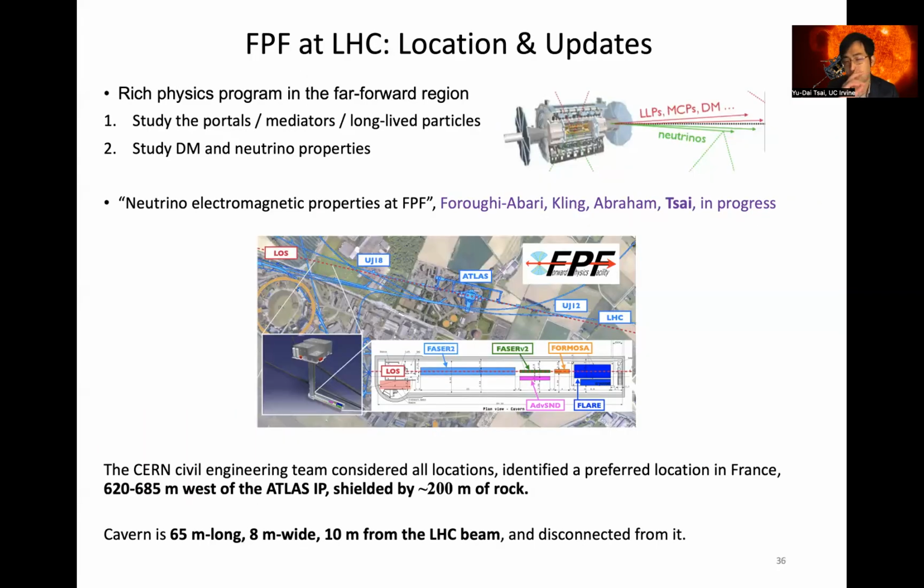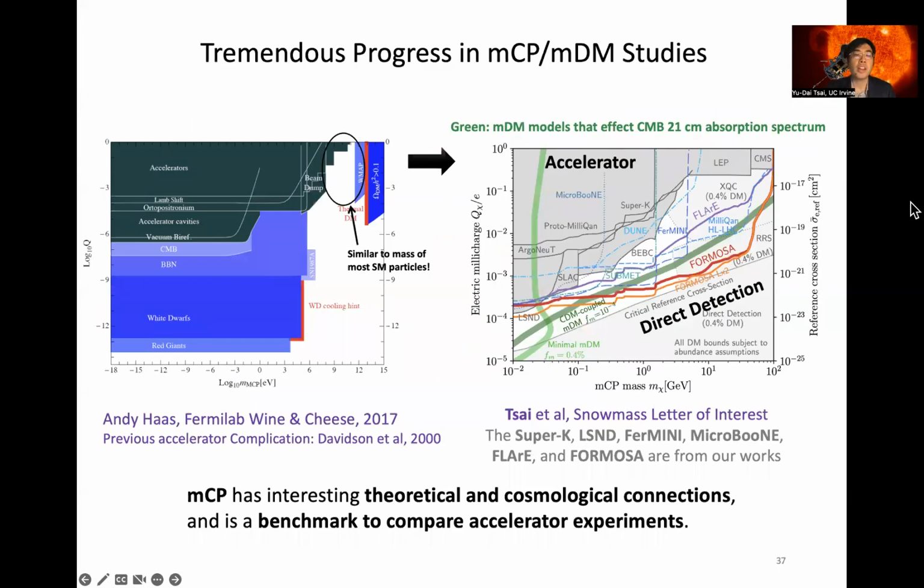Okay, and you can also study neutrinos, of course, and this is in progress. So finally, I want to say that there has been tremendous progress in the Millicharge particle and Millicharge dark matter studies. There used to be this empty space, and now it's filled with accelerator searches and direct detection searches, which I don't have time to talk about. And also the green ones are the Millicharge dark matter models that can affect the 21 centimeter absorption spectrum. And CMB 21 centimeter study is really the future for them because they can study a lot of other interesting topics that previously cannot be studied. So this is, of course, one of the very exciting connections to the future of cosmology.